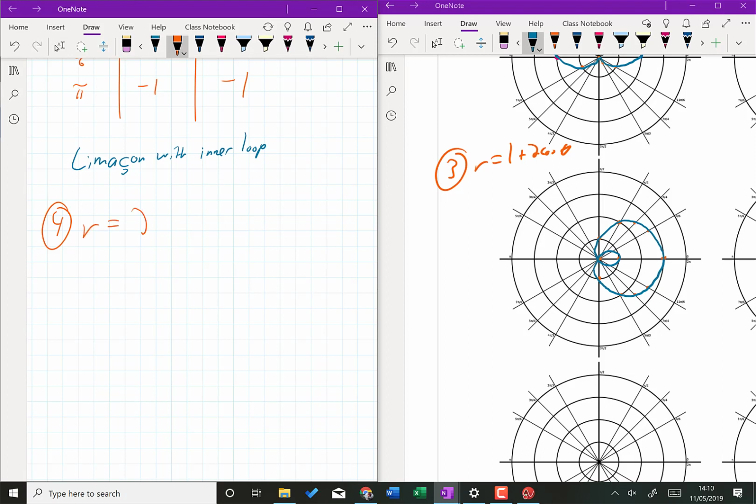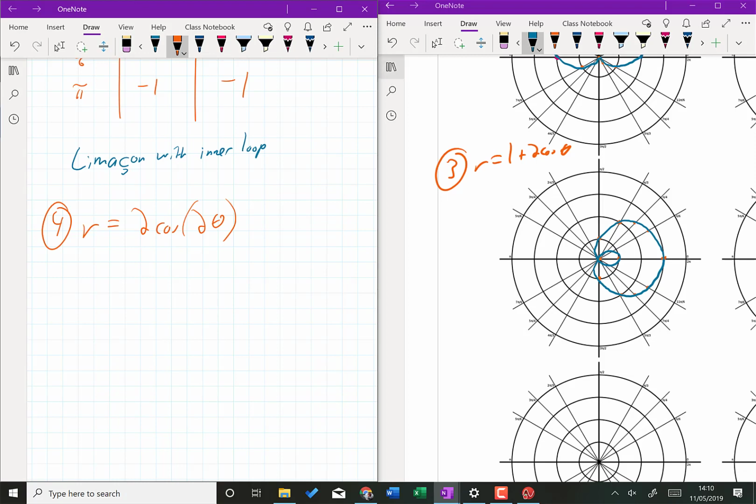R equals 2 cosine of 2 theta. These are different. This is a whole different shape here. I think these are pretty. Okay. The 2 theta is going to make this tricksy. It will make it quite tricky to the point of where there's some things that we may not completely be able to grasp.